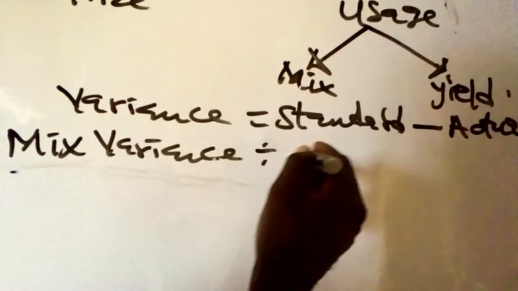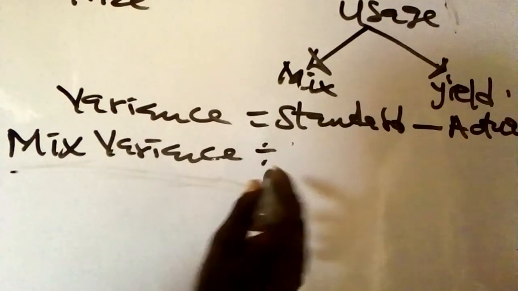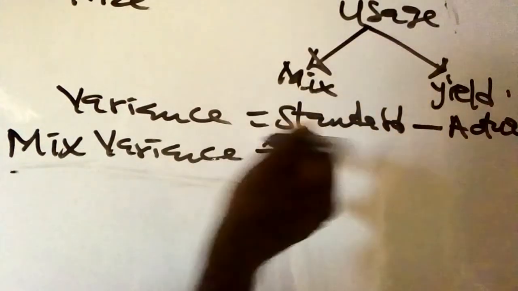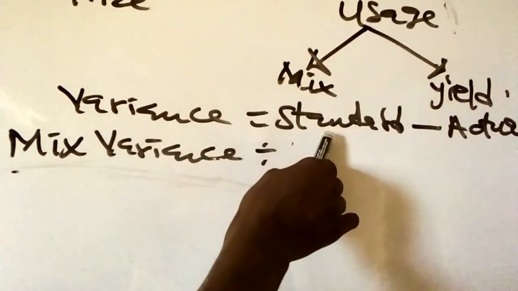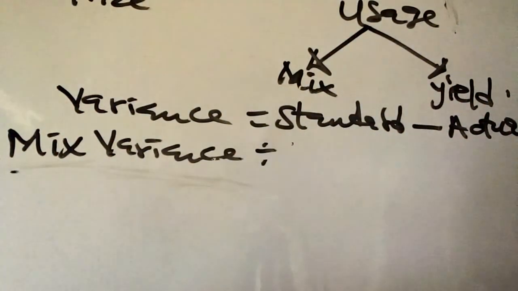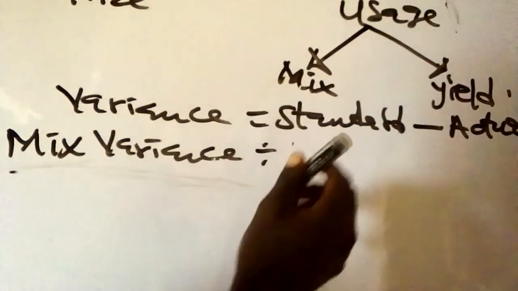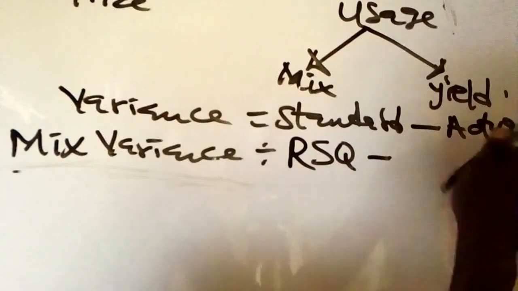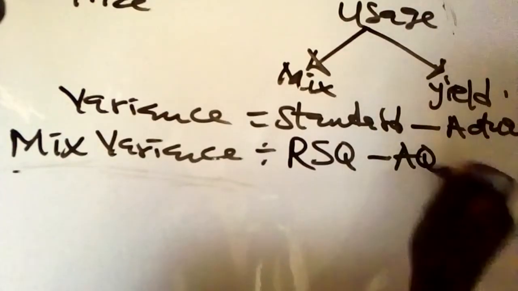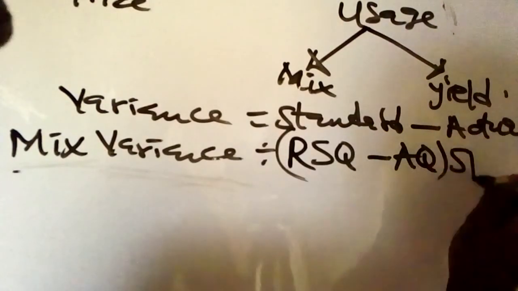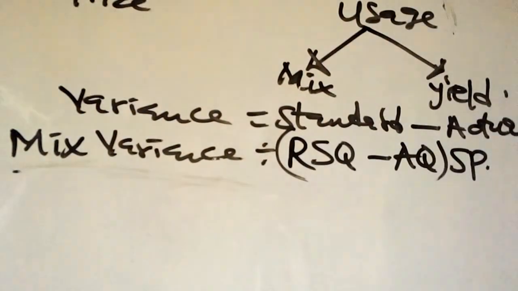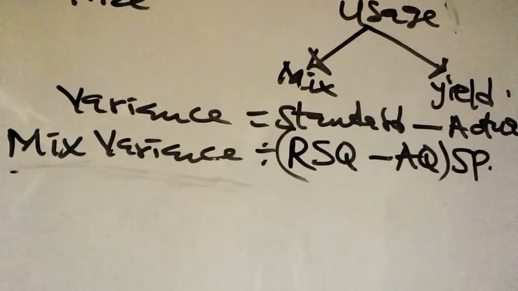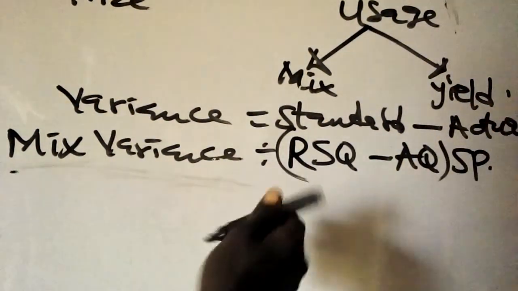Material mix variance: I've told you that variance is the difference between standard and actual. Therefore, mix variance will be the difference between the revised standard quantity and the actual quantity, multiplied by the standard price.